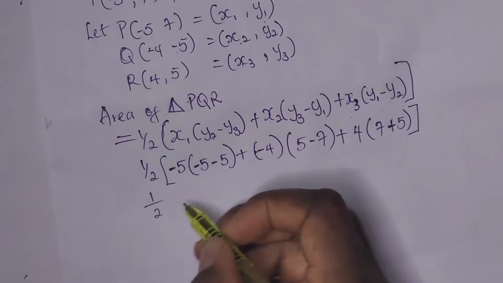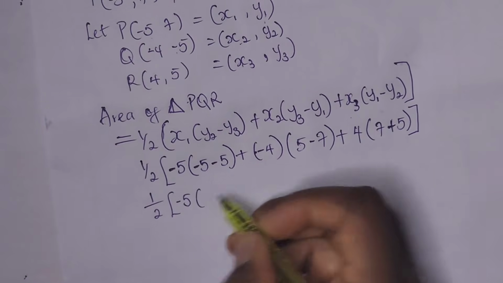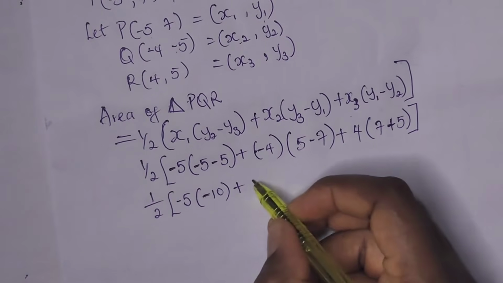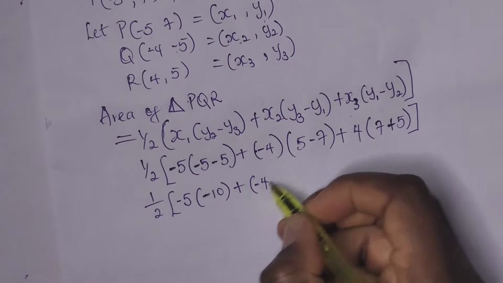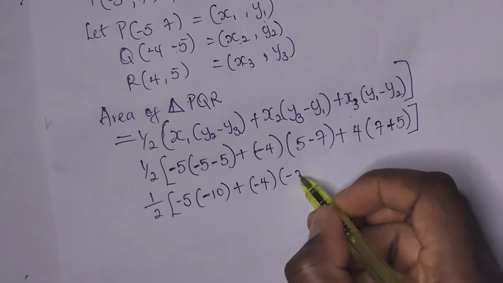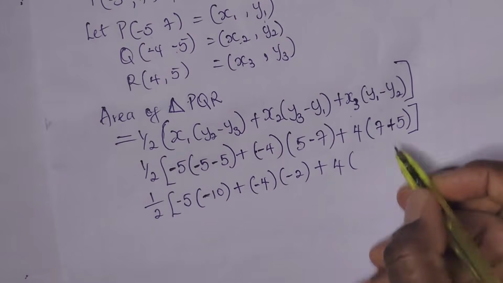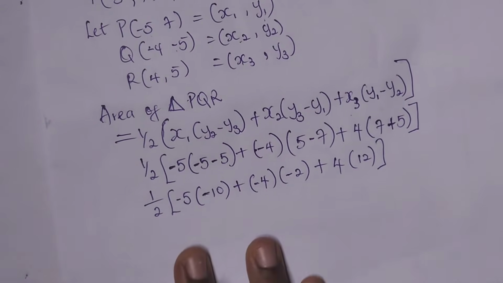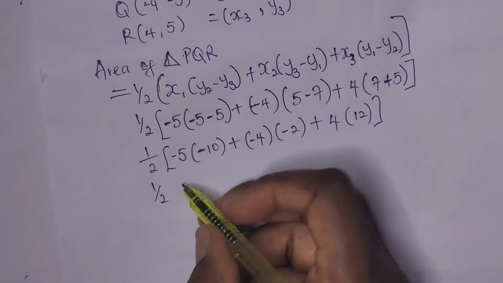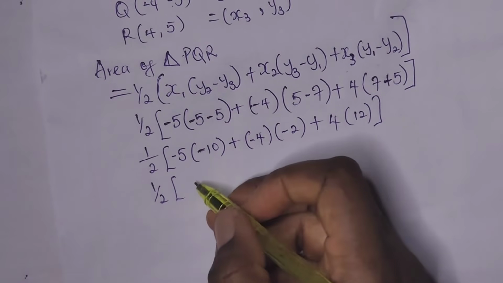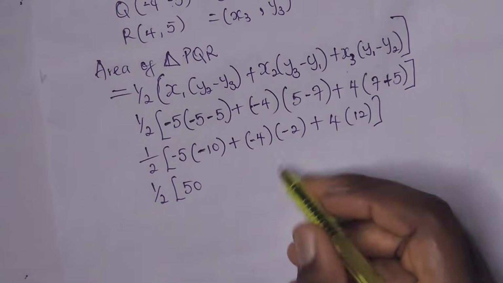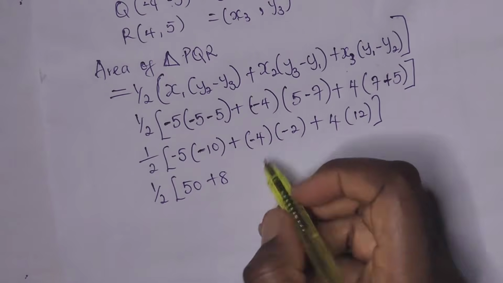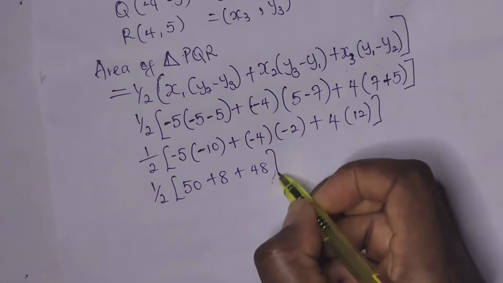So we have 1/2 times (-5 minus 5, so this is -10) plus -4 times (5 minus 7 is -2) plus 4 times (7 plus 5 is 12). So we have 1/2: -5 times -10 is 50, -4 times -2 is 8, and 4 times 12 is 48.